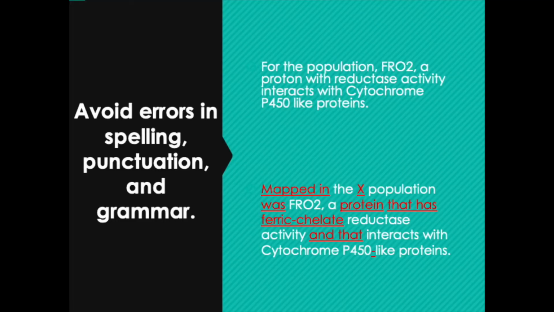And so what I would do with this sentence if I had the opportunity to correct it is I would say, "Mapped in the X population was Fro2, a protein, not a proton, a protein that has ferric chelate reductase activity and that interacts with cytochrome P450-like proteins." So it needs to have that dash there, P450-like. And that's a completely different meaning than without the dash.